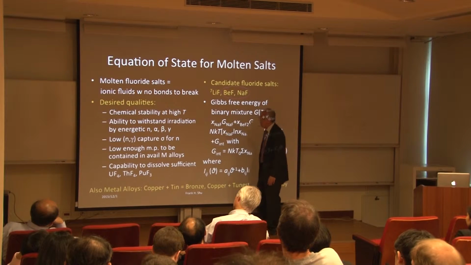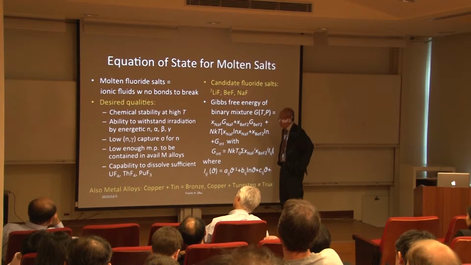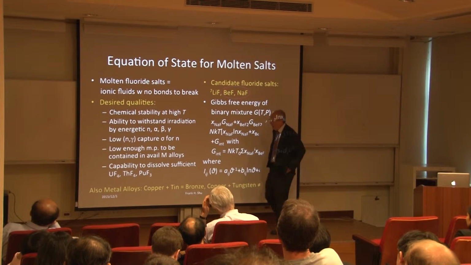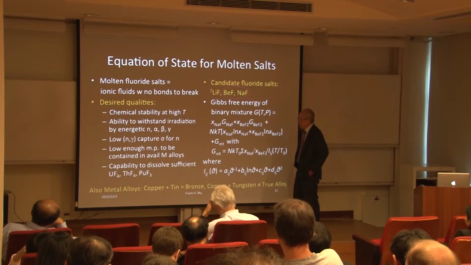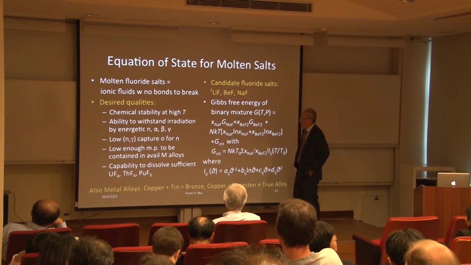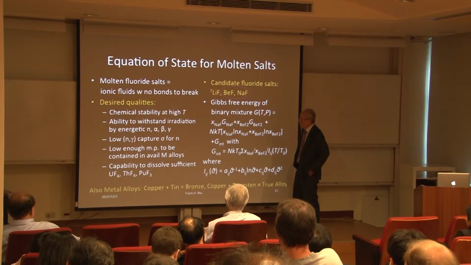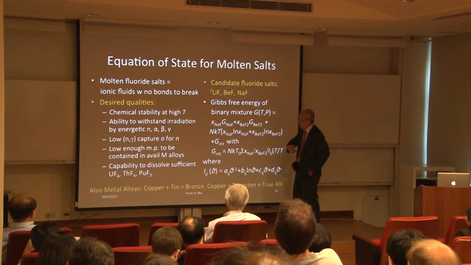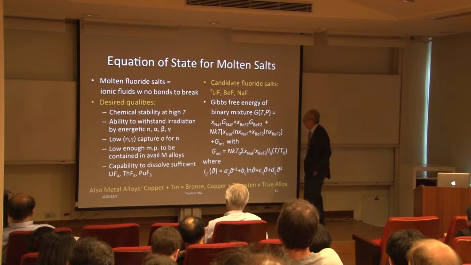It can withstand radiation, and has a low enough melting point to be contained in available metal alloys. And as we'll see, it's capable of dissolving sufficient amounts of UF4 and ThF4 and PuF3 if you use plutonium to start it. Once you use plutonium, of course, then once you get to uranium-233, you can run forever. But plutonium is needed as kindling to get the nuclear fire going.